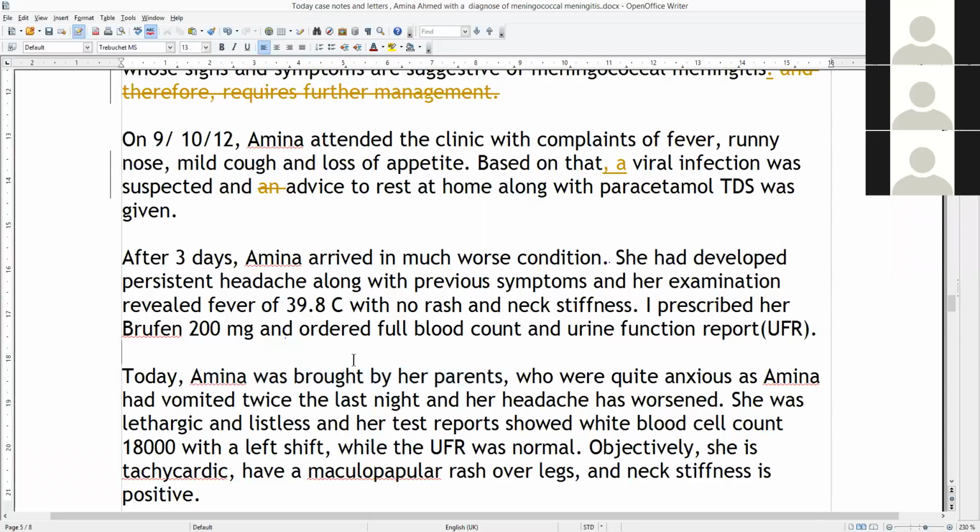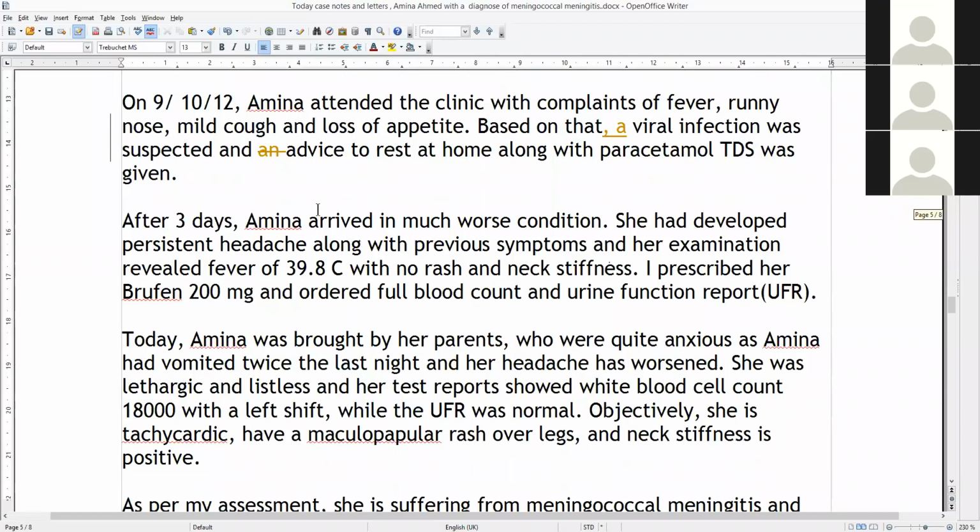Now, presumably one parent came the first 2 times, but on this occasion, both parents came. So you've got to be careful here, not to give a false impression of what the situation was. And she was advised, and advice to rest at home was given.